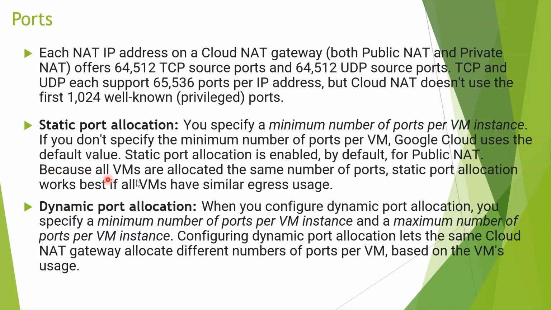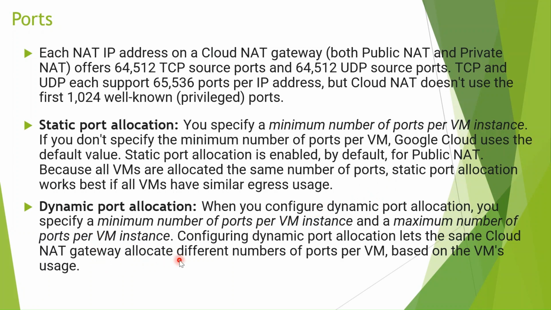In static, all VMs are allocated the same number of ports. Suppose we have chosen 64 ports per VM, so every VM will get 64 ports. It is helpful when all VMs have similar egress use, like all VMs send the same egress traffic. But if some VMs send a high level of egress traffic and some use very little, then it is better to go with dynamic.